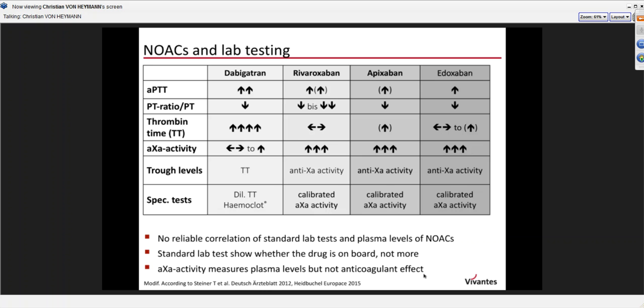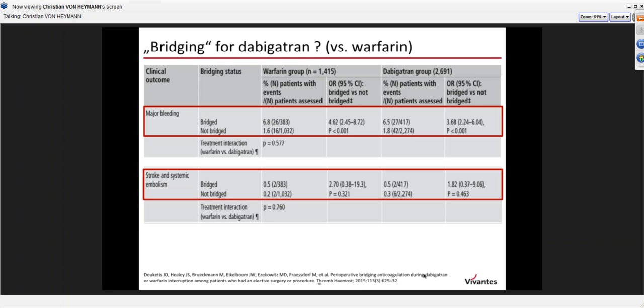So does bridging play a role for the NOACs? And this is just one study that was done in patients treated with dabigatran. It's a sub-analysis from the approval study, and they looked at patients who were treated with dabigatran, which is in the two columns here on the right-hand side, and observed patients who were bridged with a low molecular weight heparin and compared them to patients who were not bridged preoperatively, and assessed either the bleeding rate and the rate of stroke and systemic embolism. And let's start with the bleeding rate.